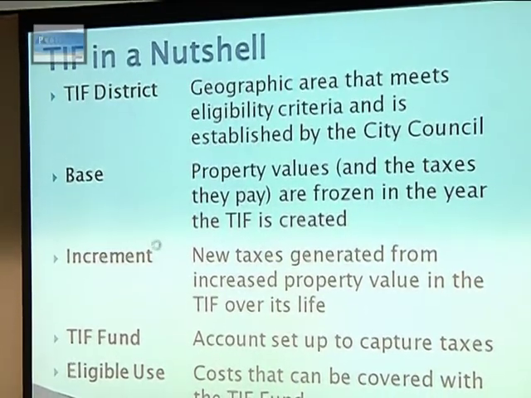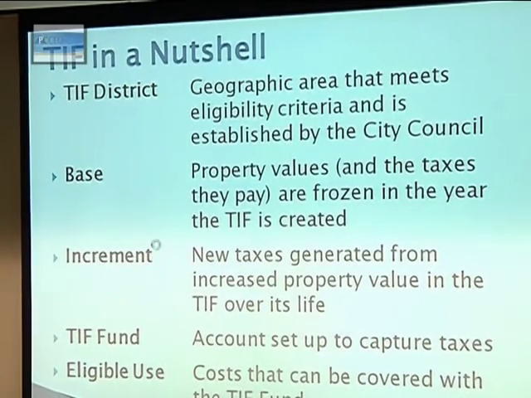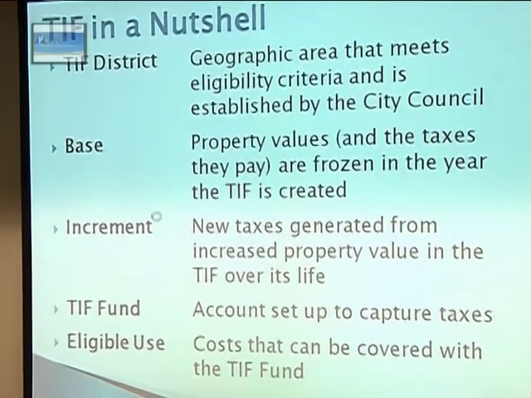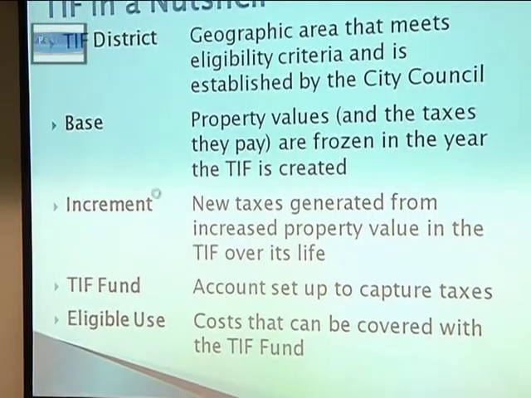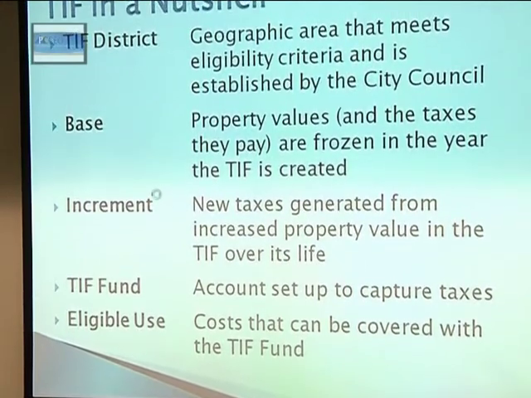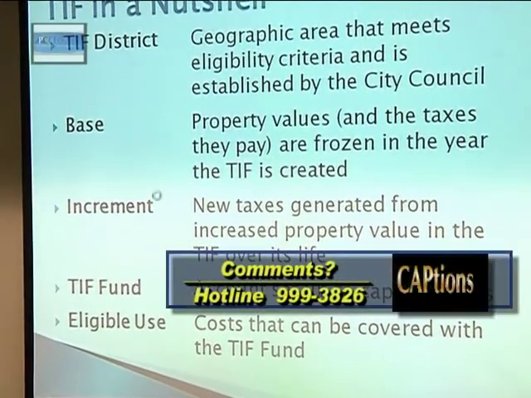A TIF runs for 23 years unless it's ended early. After the 23 years, and this is actually the case in Southtown, which was started in 1978, the city can actually petition the Illinois General Assembly to extend the TIF for up to 12 more years, so a total of 35 years in a TIF.